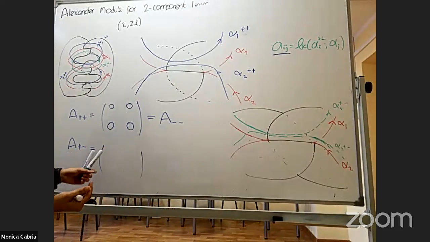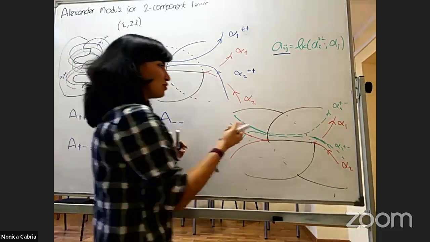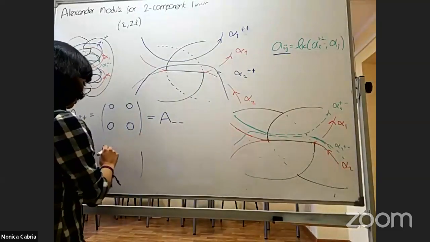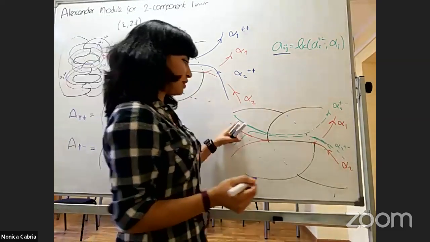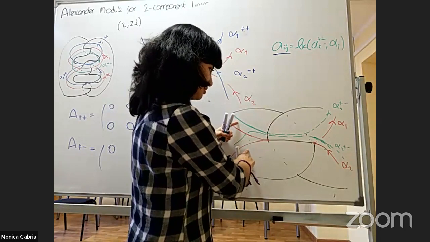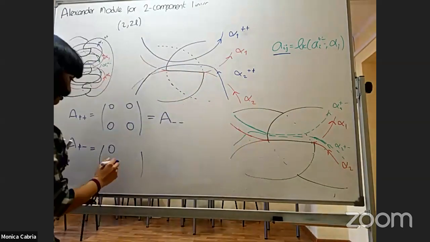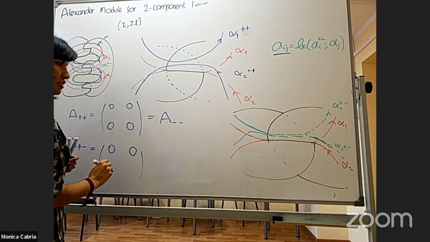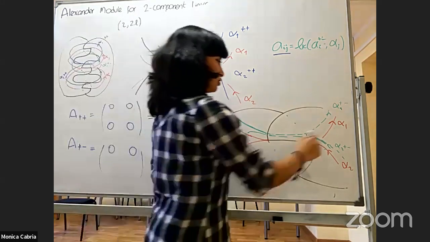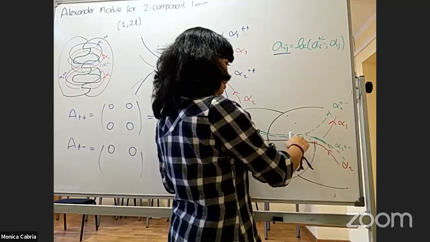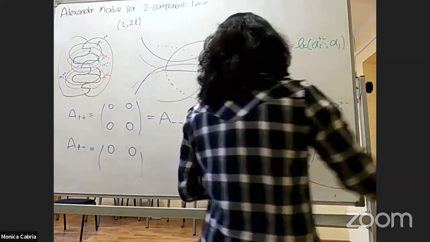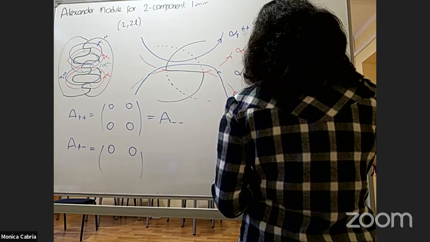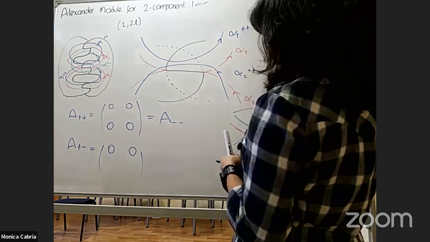In this case, alpha one plus minus with one is zero. Alpha one plus minus with two is zero as well. Then alpha two plus minus with one has linking number, let's see, negative one.